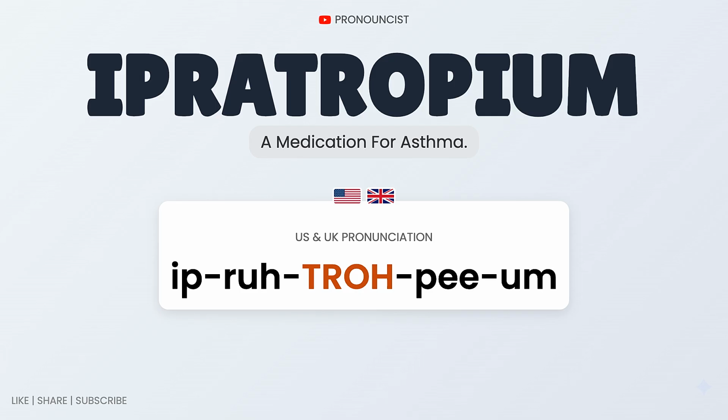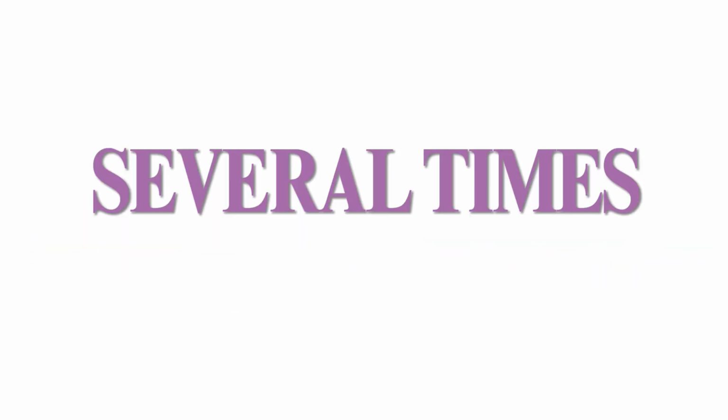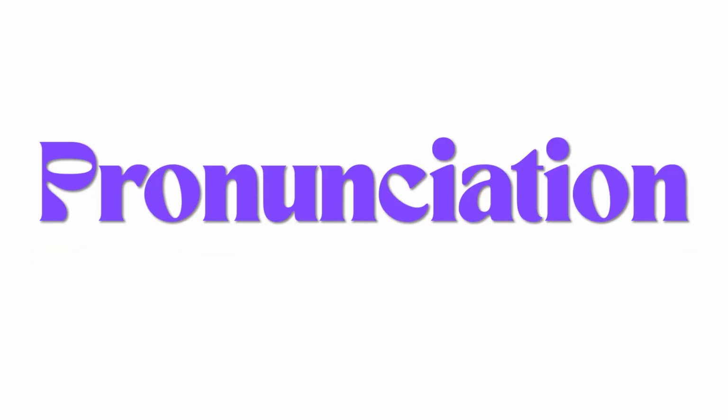The best way to practice is to repeat the syllable multiple times. The meaning of the word is a medication for asthma. Try repeating this word several times to improve your pronunciation.